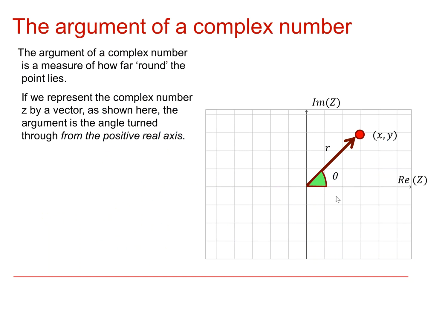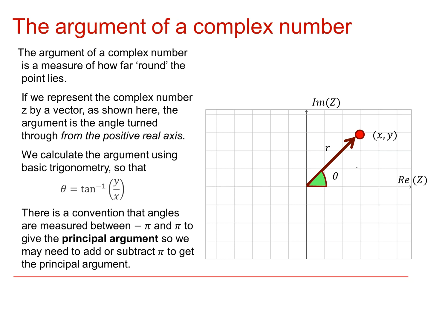The argument of a complex number is the angle you turn through to get from the positive real axis to the line joining the number to the origin. We calculate this number using basic trigonometry, so that in this triangle here, the opposite side is y and the adjacent side is x, so that tan theta is y over x. Theta is then the inverse tan of y over x.